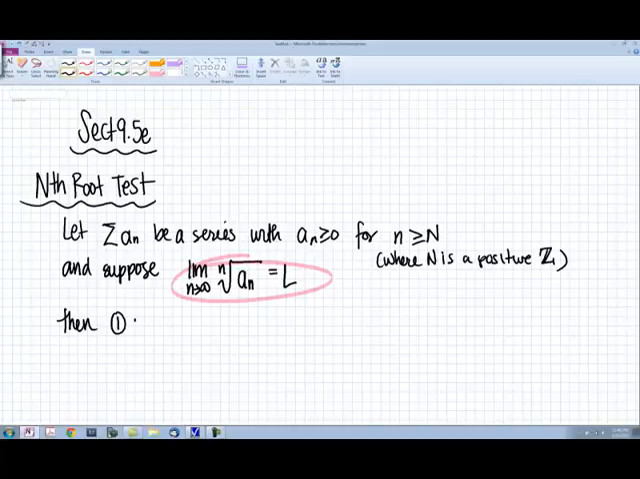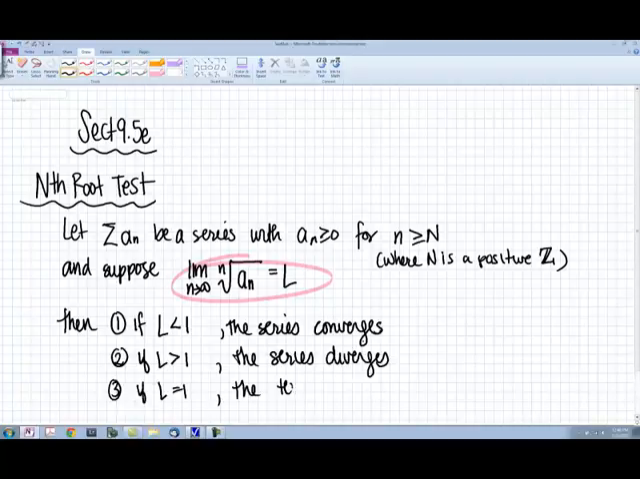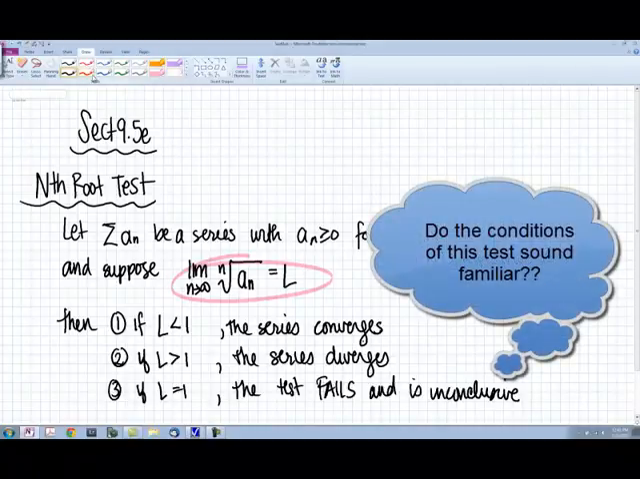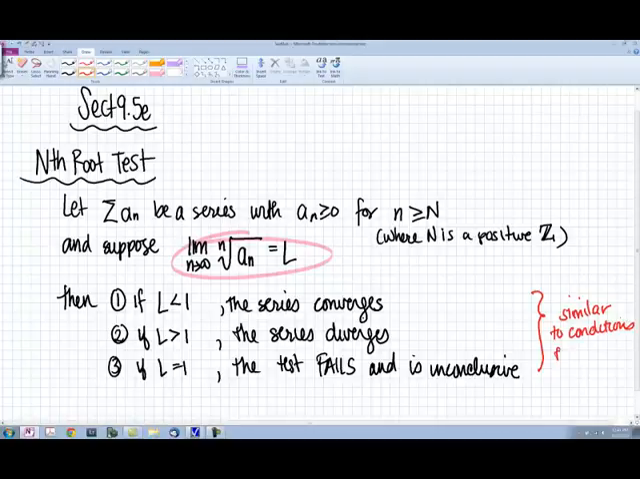Then we have one of three things. If that limit that we calculate is less than 1, the series is going to converge. If that limit L is greater than 1, the series is going to diverge. And if L is equal to 1, the test fails and is inconclusive. So these three conditions here, where L is less than 1, greater than 1, or equal to 1, is very similar to the conditions for the ratio test. So hopefully that doesn't make it too hard to remember.